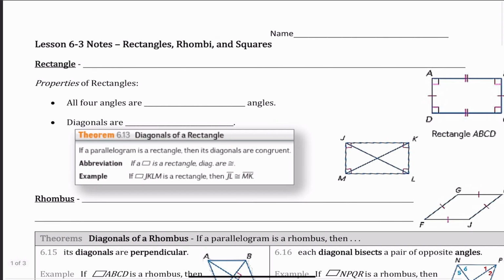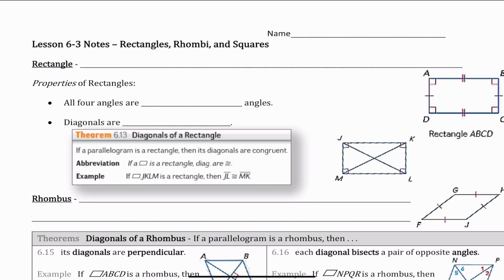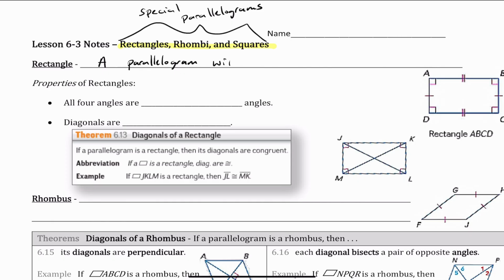When we look at today's notes, lesson 6.3, rectangles, rhombi, and squares, we are dealing with special parallelograms. A rectangle is a special parallelogram with four right angles. So it is a parallelogram with four right angles.